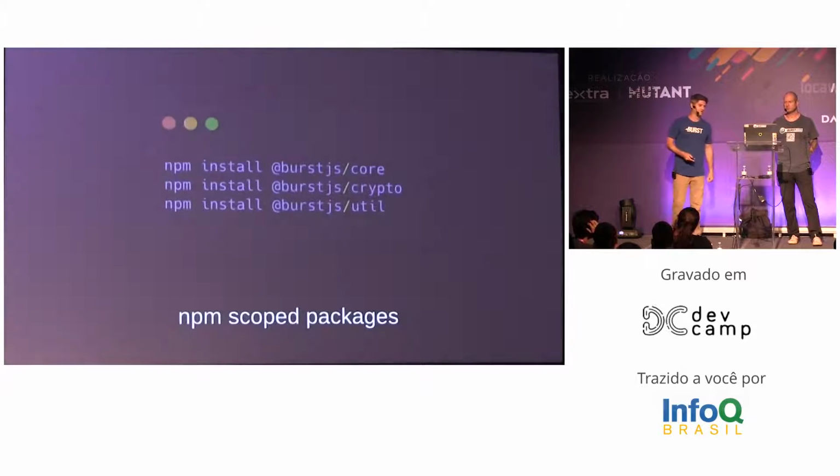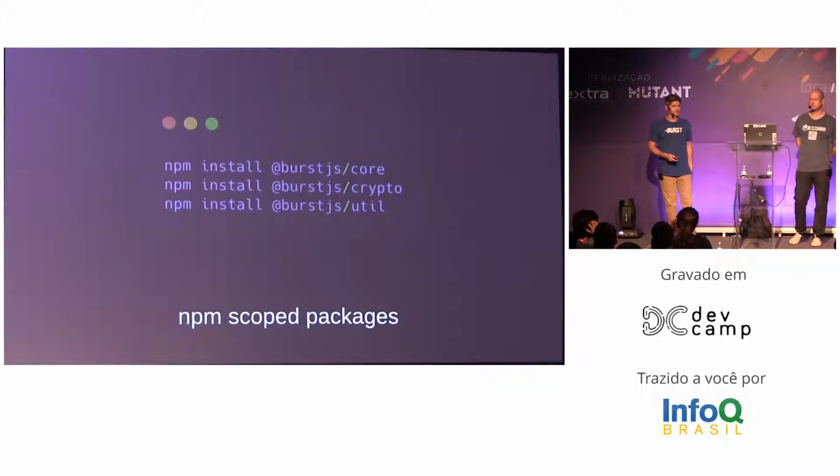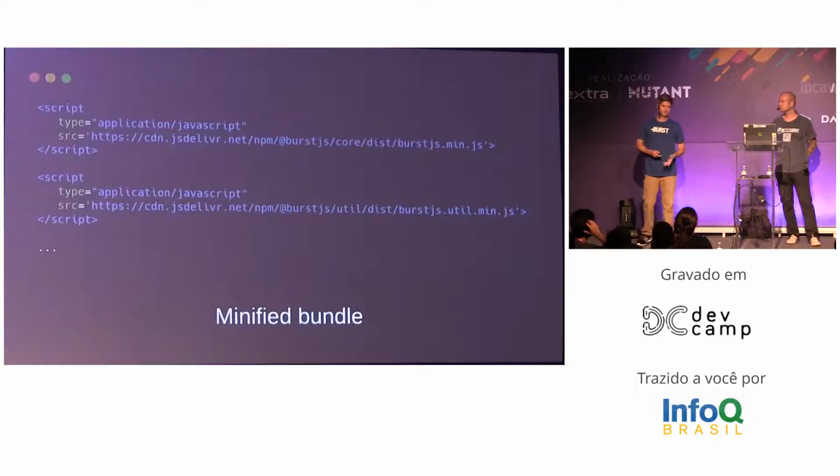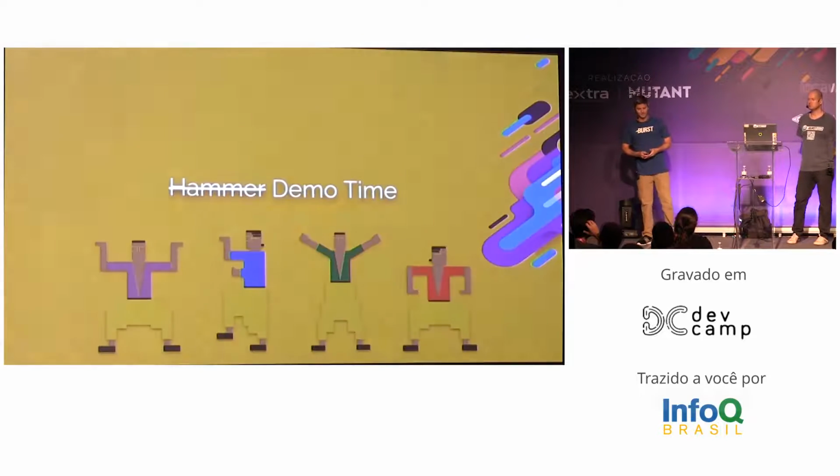So here's how you install it. Simple npm install burst.js core, as well as the other two packages that you might need. You can also use Yarn. We've also packaged it up so that you can use a script tag to install the minified bundles as well.